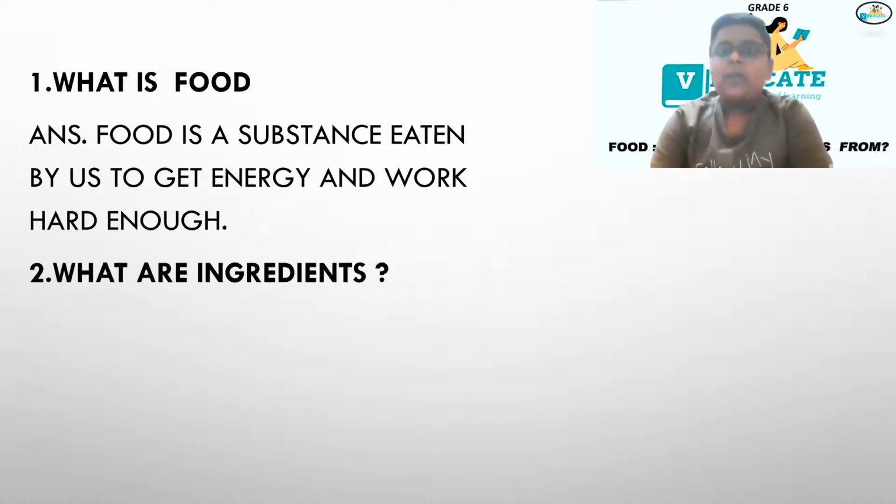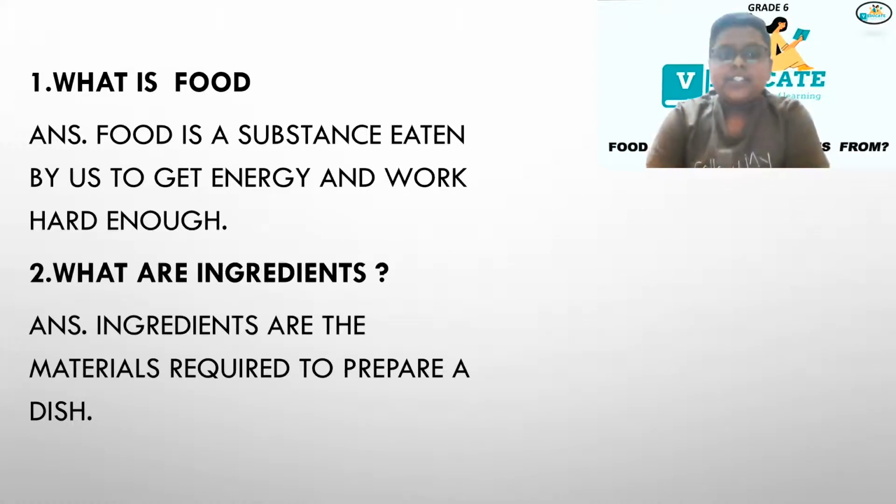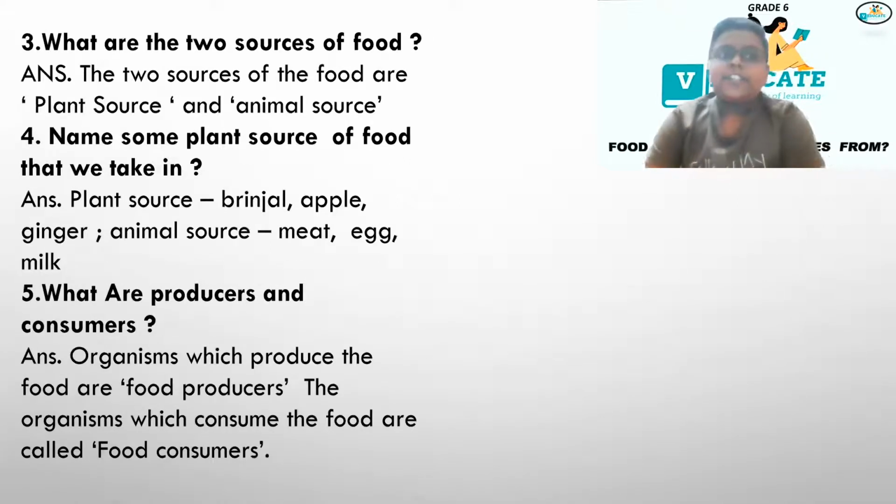Next, the second one. What are ingredients? Ingredients are the materials required to prepare a dish. So if we have to prepare a dish, we need two or more ingredients to prepare one dish. Our third question was, what are the two sources of food? The two sources of food are plant source and animal source. The ingredients we get from plants are called plant source, and from animals are called animal source.